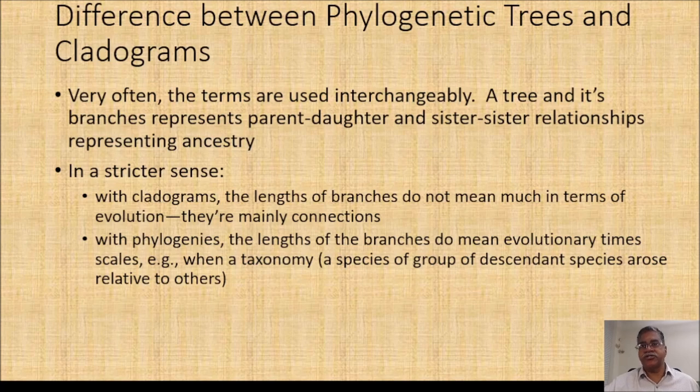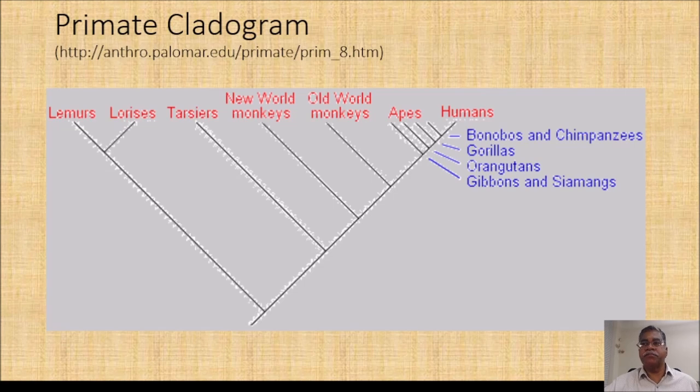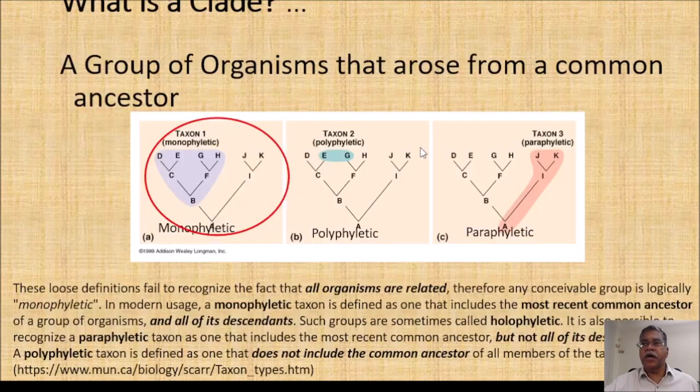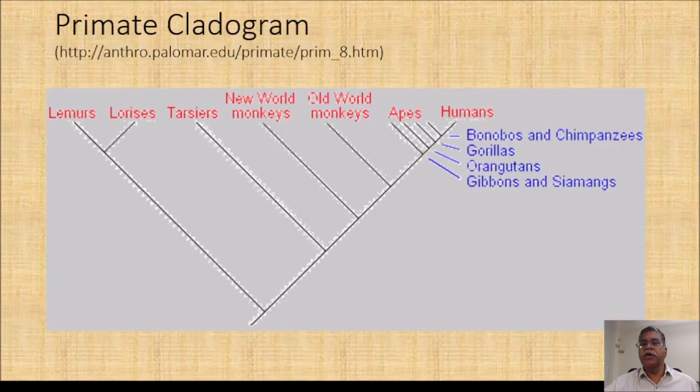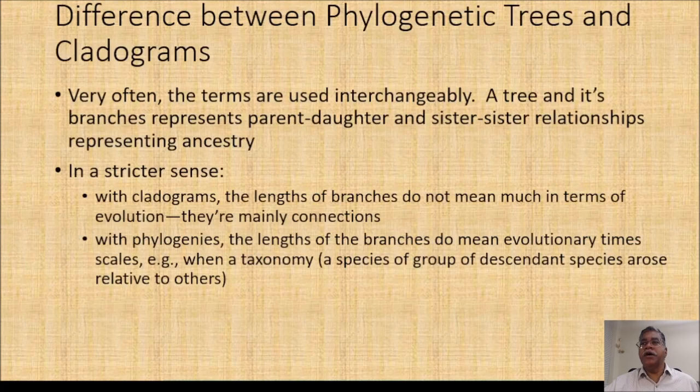They're merely connections, okay? So if you go back and look at the cladogram, you say, well, what does it mean in terms of this breakdown versus this breakdown? Does it have anything to do with time? And you would say it's not. Okay. Now, in the phylogenies, the length of the branches actually means the time for that break to occur. Okay. And then further bifurcation into daughters.